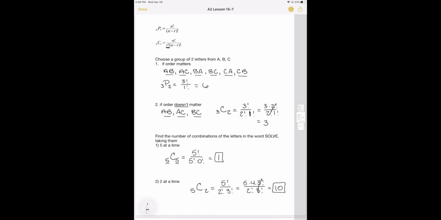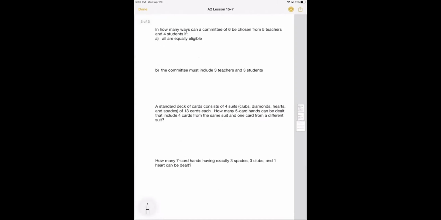And we've done this before with the binomial theorem, and y'all did great with that. Okay, let's go to the last page. Now, this can get tricky.